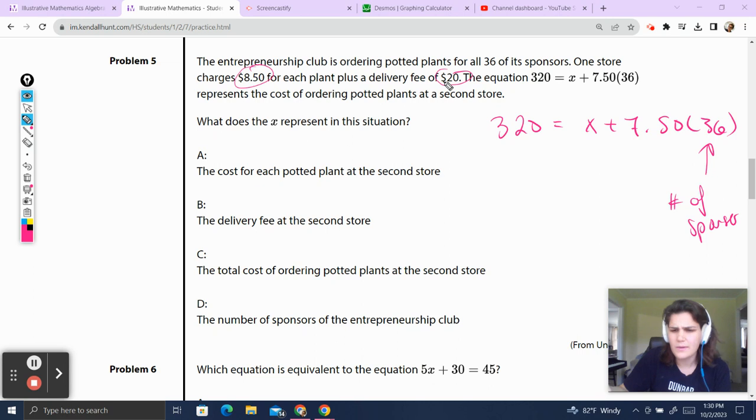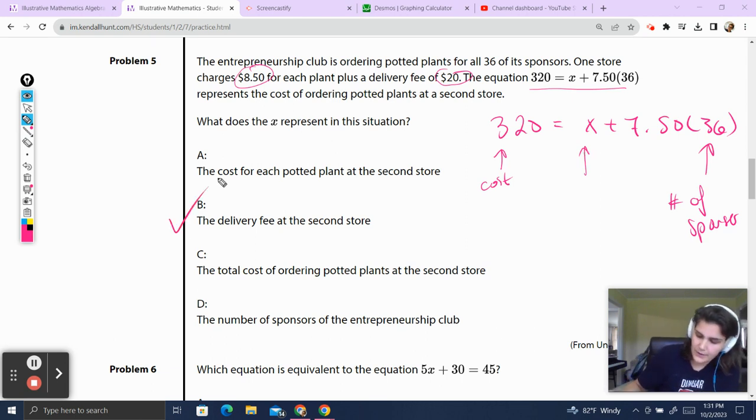So I had to look at my question. I was like, where's the $8.50 or where's the $20? And reading it a little bit more carefully, I said, this represents the second store. So if it's $36 here times $7.50 is equal to $320, well, this over here, this is going to be the cost. And B says the delivery fee at the second store. Well, it would be $7.50 per potted plant. Plus over here is the delivery fee, which isn't going to change. So I actually like this guy over here. I don't think he represents each per potted plant because we don't multiply it by anything. And we would multiply the cost of each potted plant per each sponsor.